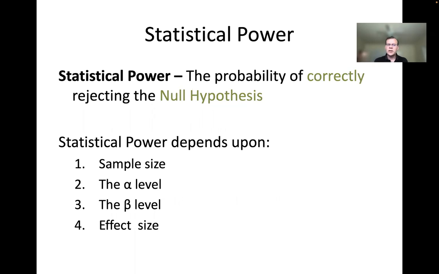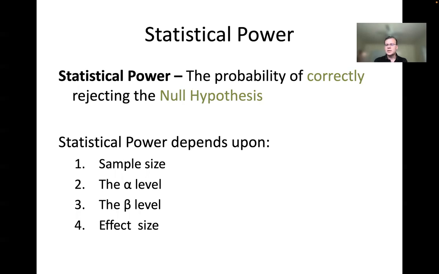So the first thing that we're going to start with is statistical power. And just to quickly define it, statistical power is the probability of correctly rejecting the null hypothesis. Importantly, statistical power depends on four components. The first thing is sample size. This is often what we're trying to calculate. The second is our alpha level. And typically we set alpha at 0.05, or the p-value of alpha equals 0.05 or less.